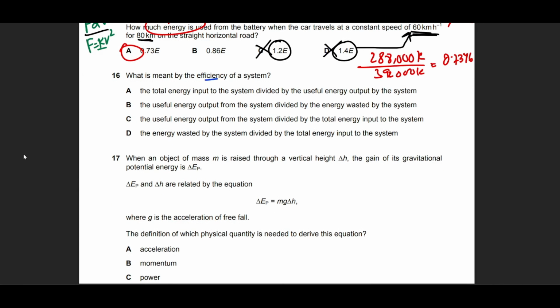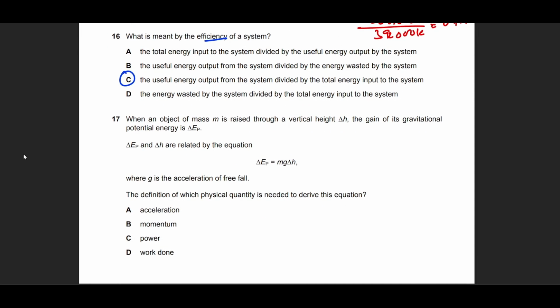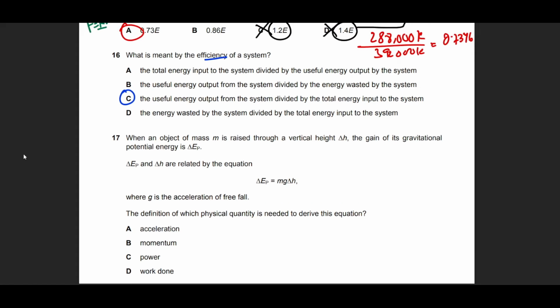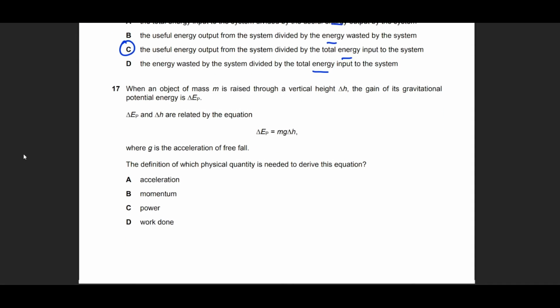Okay, what is meant by the efficiency of the system? Again, a part of the definition. Nothing can be helped in this. This is option C. Question number 17, he says, okay, so one thing you can see is that just make sure that the units are the same. So I can see that the units are the same. So now it's just down to the definition that you've memorized.